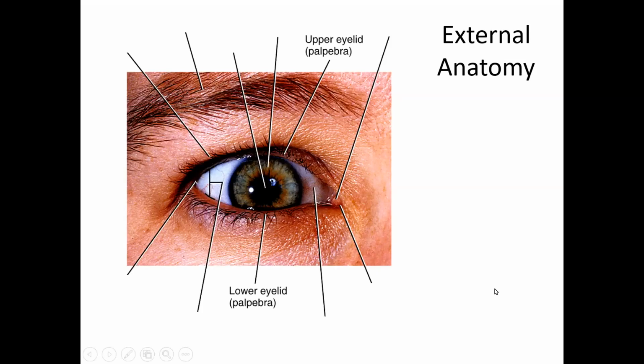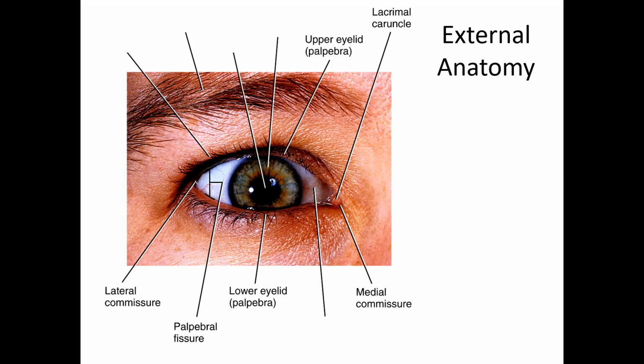And when we look at the external anatomy of the eye, we start with the palpebrae, the eyelids, in which we have a superior and an inferior. Where they junction together, we get the commissures. To the medial side, we have the medial commissure. To the lateral side, we have the lateral commissure.